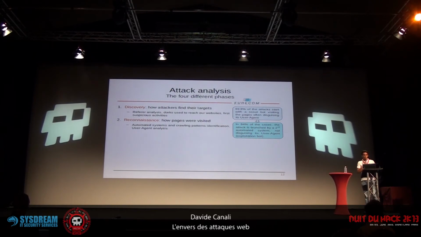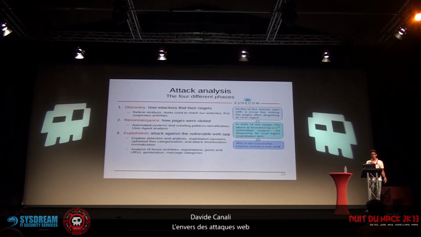The second phase is what we called the reconnaissance phase, which relates to how pages were visited. In this phase, we identify the automated systems visiting our honeypots, the crawling patterns that were used, and we also analyze the user agents used by attackers. We found that in 84% of the cases, the attack is launched by a second automated system, which we call an exploitation bot, that often doesn't disguise its user agent. They just leave curl or libwww-perl as a user agent, so it's clear they use a script.